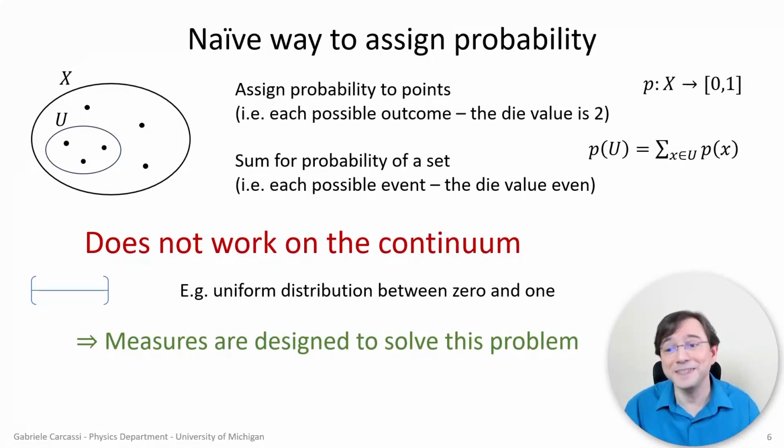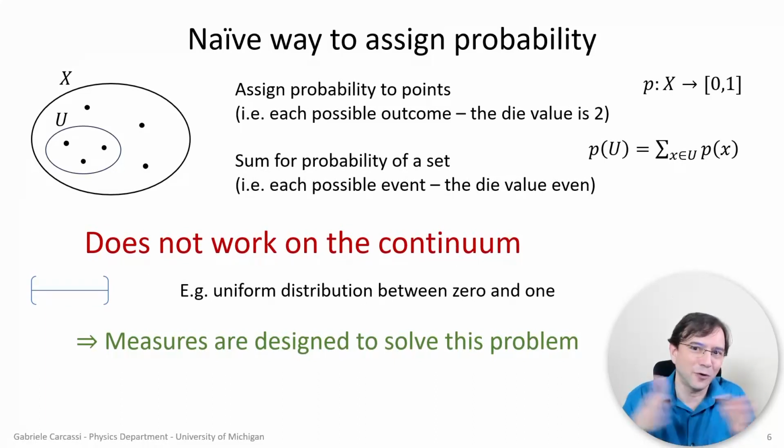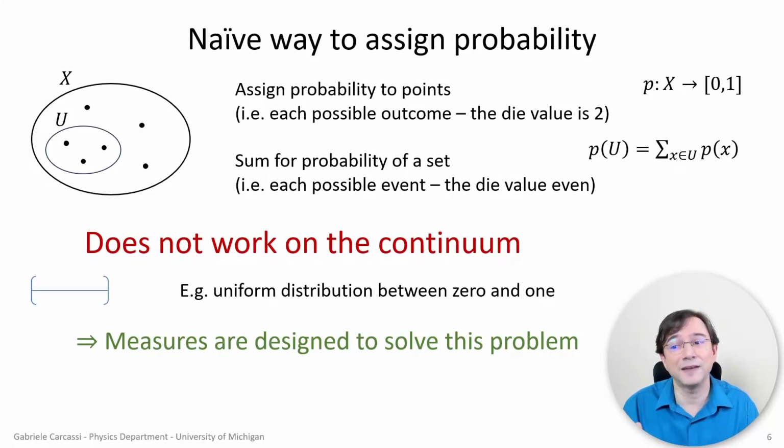The issue is that this does not work on the continuum. You can see it if you want a uniform distribution between 0 and 1. Now there are infinitely many points, so if you assign a finite probability to each point, then the probability on the whole range is going to be infinite. And if you want a finite probability over the whole range that is the same for everything, then the probability for each point basically goes to 0. Measure theory is designed to solve this problem.